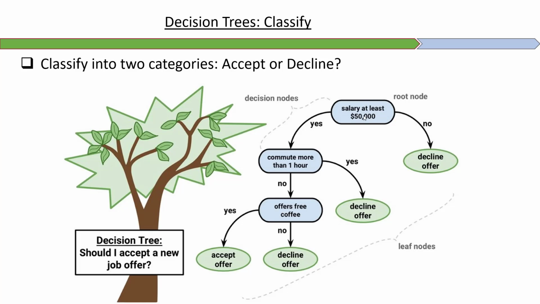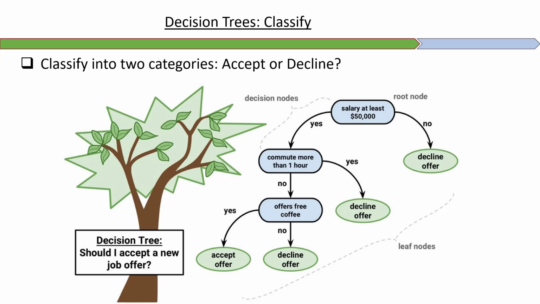If the salary is indeed at least 50,000, then you go down this path. The next criterion for you for the decision is what is the commute time? If the commute time is not more than 1 hour, you are willing to consider this offer. If the commute time is more than 1 hour, you will decline the offer as shown in this green oval box. If the commute time is not more than 1 hour, you use the next criterion.